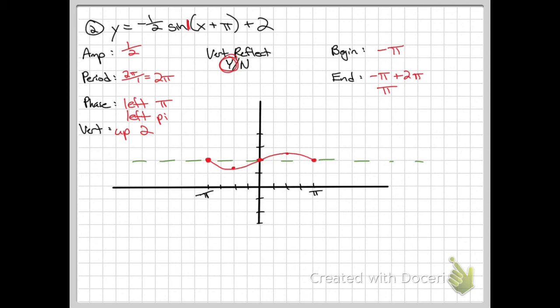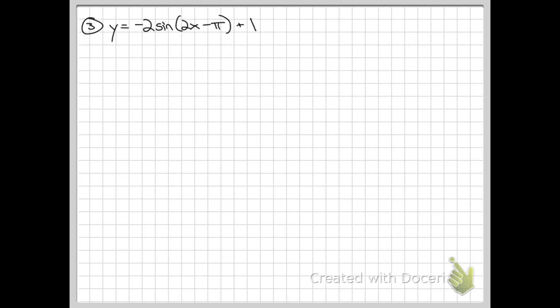So this is compressed vertically because it's 1/2. Okay, last sine example. Copy down all the answer blanks. I'll sketch mine in. Okay, there's all the answer blanks.